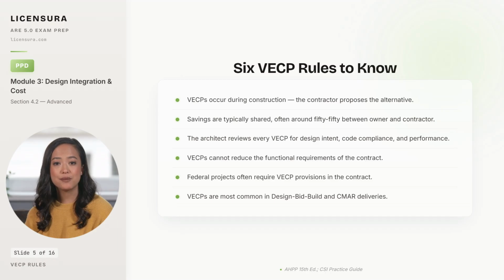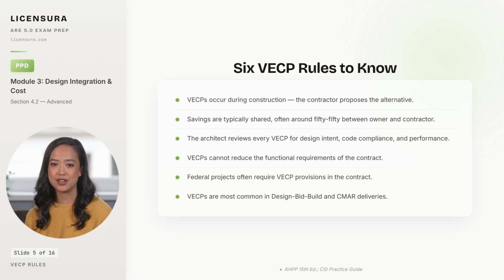6 rules govern value engineering change proposals. The post-bid mechanism for VE during construction. First, VECPs occur during construction, and the contractor is the one who proposes the alternative. The architect cannot initiate one. Second, savings are typically shared between owner and contractor, often on something close to a 50-50 basis, which is why contractors are motivated to find them.